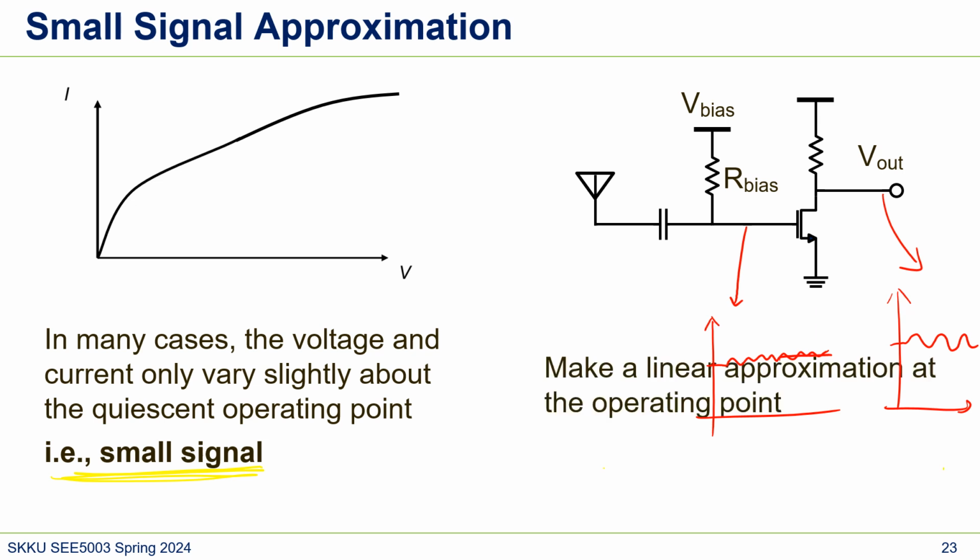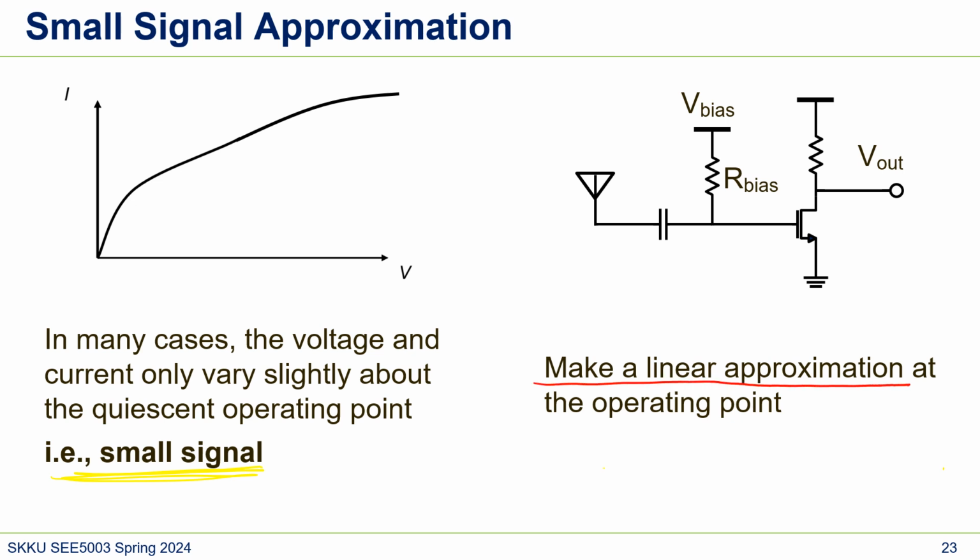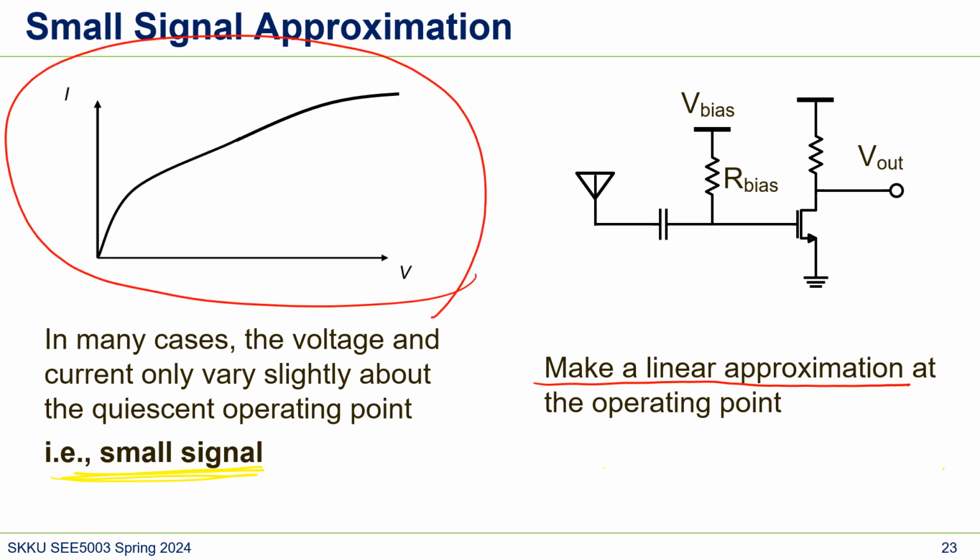And then I think what we should do next is make a linear approximation, because we already got an operating point. And our target is this one. Let's say we have a nonlinear NMOS, and we need to make this NMOS linear. We want to approximate these nonlinear elements with linear ones. And we'll talk about that in the next slide.